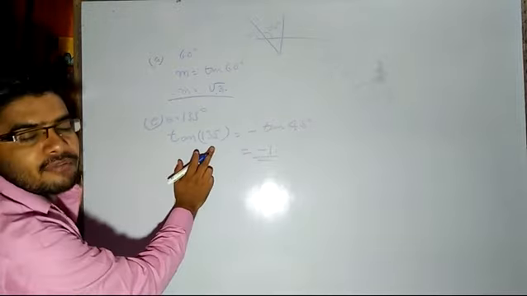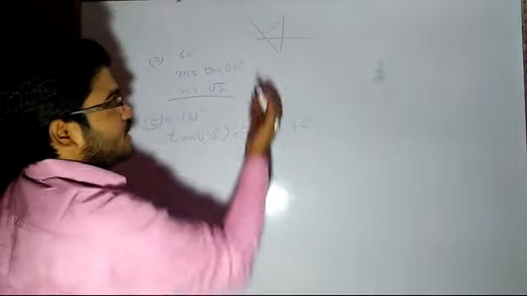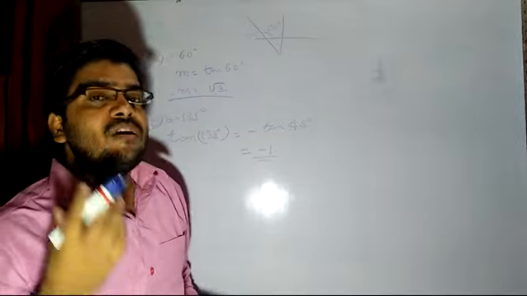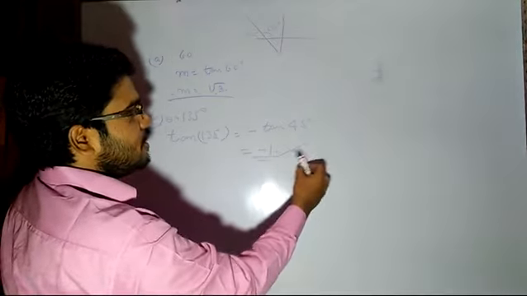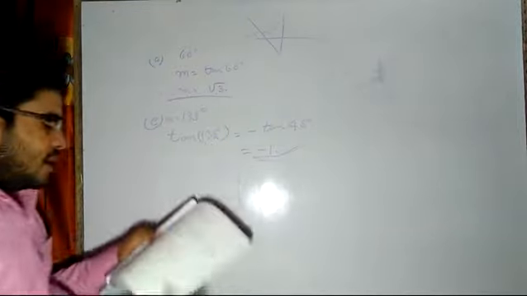Understood how you have to find tan 135? 135 means it will come in the second quadrant. So in the second quadrant, 135 means how much is remaining to make it 180 degree? 45 degree. So it will be minus of tan 45 degree. So the answer will be minus 1. The remaining part, you have to see to make it 180 degree.